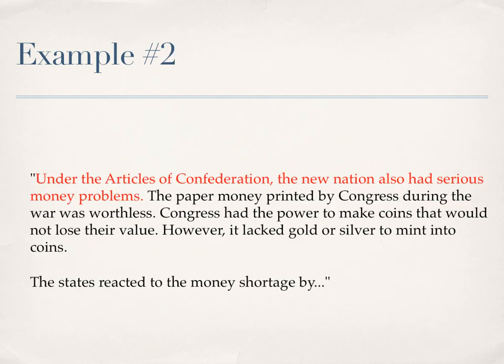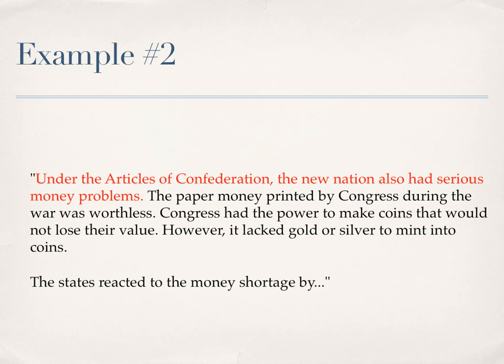Let's look at a second example. Again, we have a topic sentence in red. Under the Articles of Confederation, the new nation also had serious money problems. Just by reading this sentence, we can tell that this paragraph is going to go on to list the money problems that occurred. And it does. The paper money printed by Congress during the war was worthless. Congress had the power to make coins that would not lose their value. However, it lacked gold or silver to mint into coins.